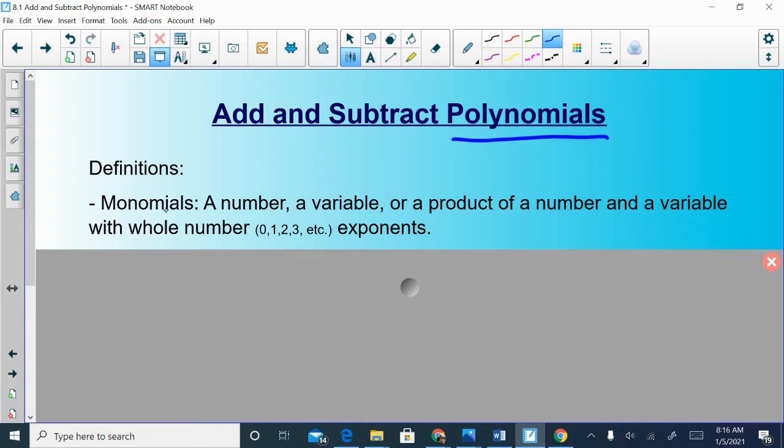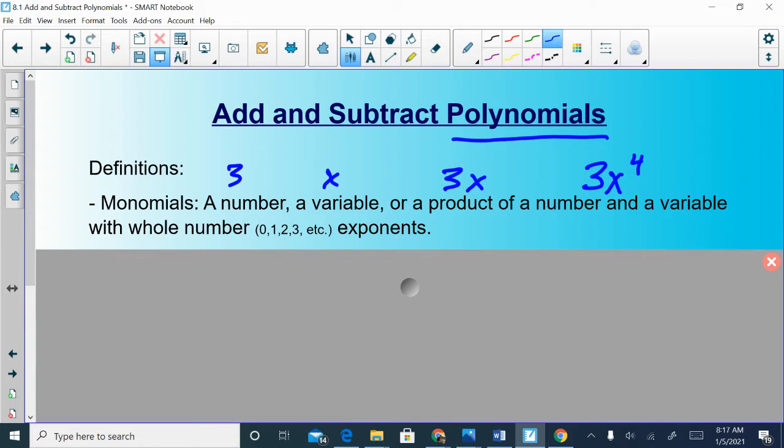First definition is going to be monomial. A monomial is a number. A number would be something like 3 or 5 or -5 or something like pi even or 2.1, okay? A number, a variable, something like x traditionally, or the product of a number and a variable, something like 3x, right? Product meaning multiplication. So a number, a variable, or the product of a number and a variable. And the variable may have whole number, like 0, 1, 2, 3, etc., exponents. So it could be 3x, or it could be something like 3x to the fourth. Each of these things is a monomial.